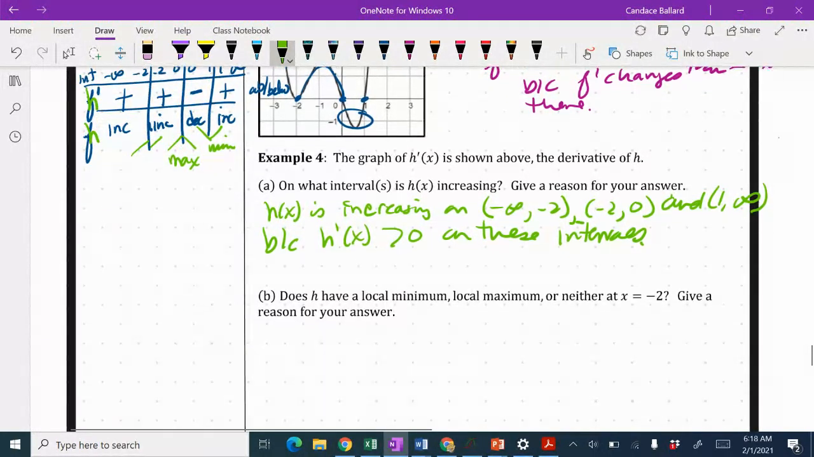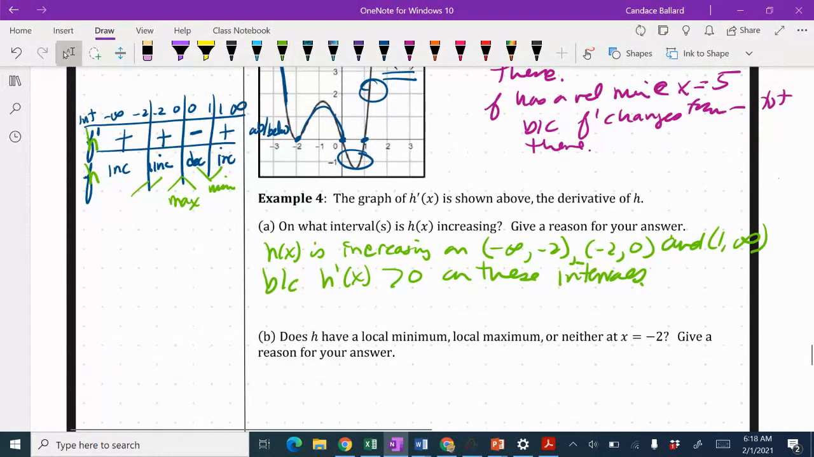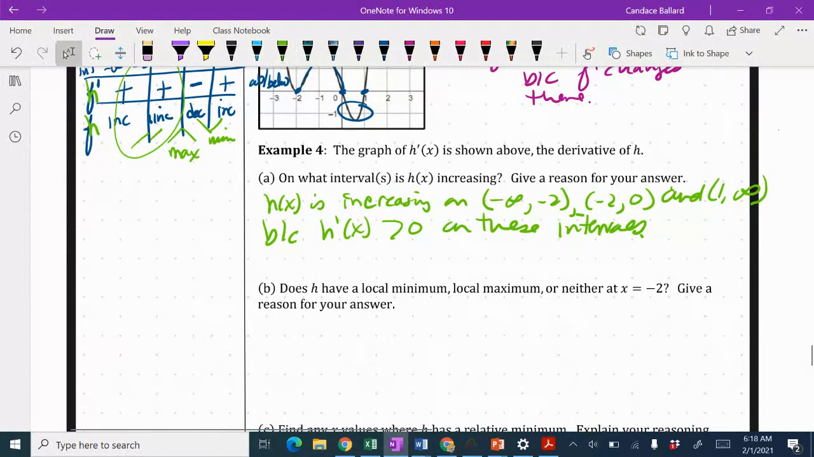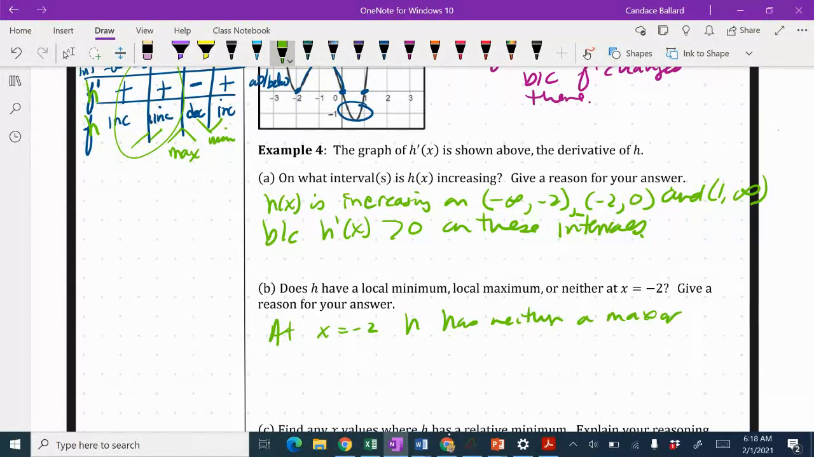Does h have a local min, local max, or neither at x equals negative 2? So at negative 2, it's neither because there's no change from increasing to decreasing. So we would say at x equals negative 2, h has neither a max nor a min because h prime does not change sign.